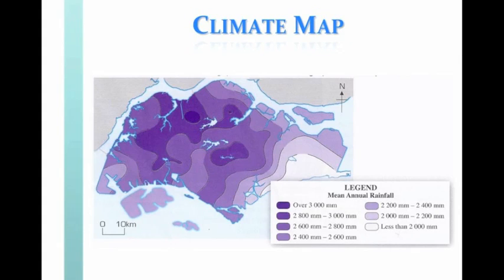Then we have a climate map. Climate maps give us information about the climate. Here, we have a climate map of Singapore that tells us the amount of rainfall that different parts of Singapore receives. Which area of Singapore is the wettest?